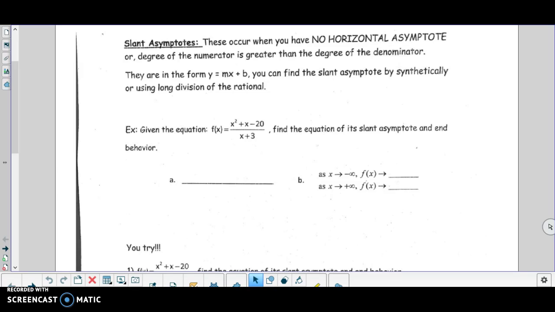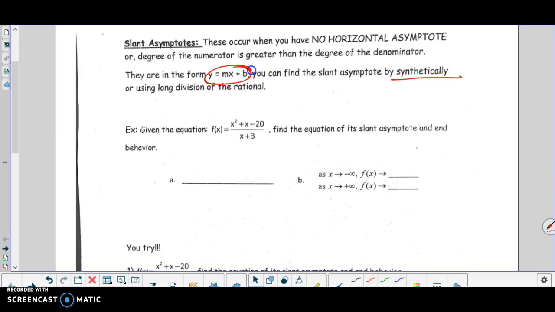Every single time. Now, the equation of your slant asymptote is y equals mx plus b. How do I know that there's a slant asymptote? What's the horizontal asymptote rule that tells me that? The degree of the numerator is greater than the degree of the denominator. So, in order to find your slant asymptotes, you are going to have to go back to synthetic division. That's all you are going to be doing to find these slant asymptotes.